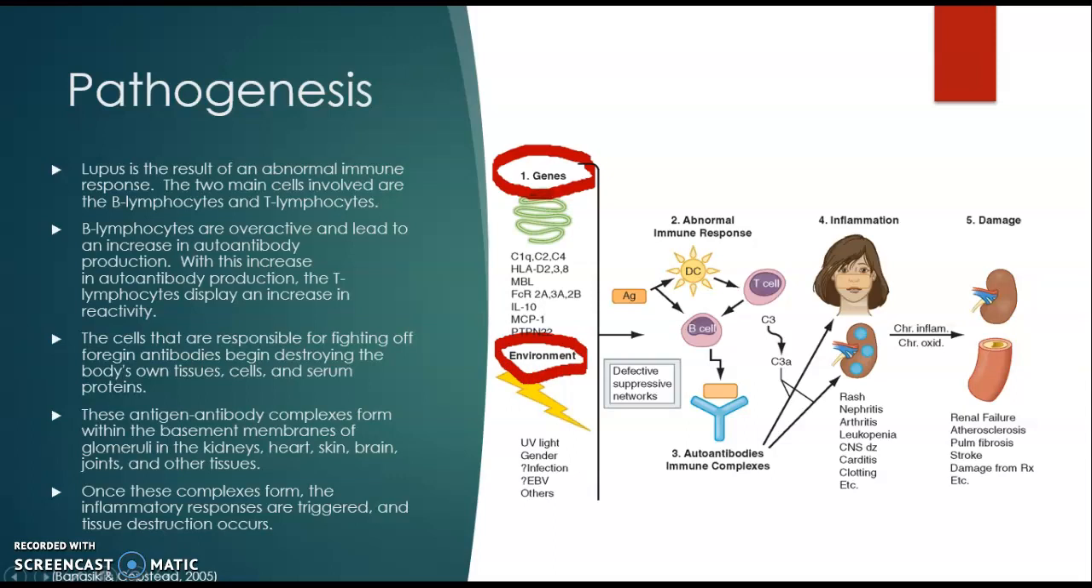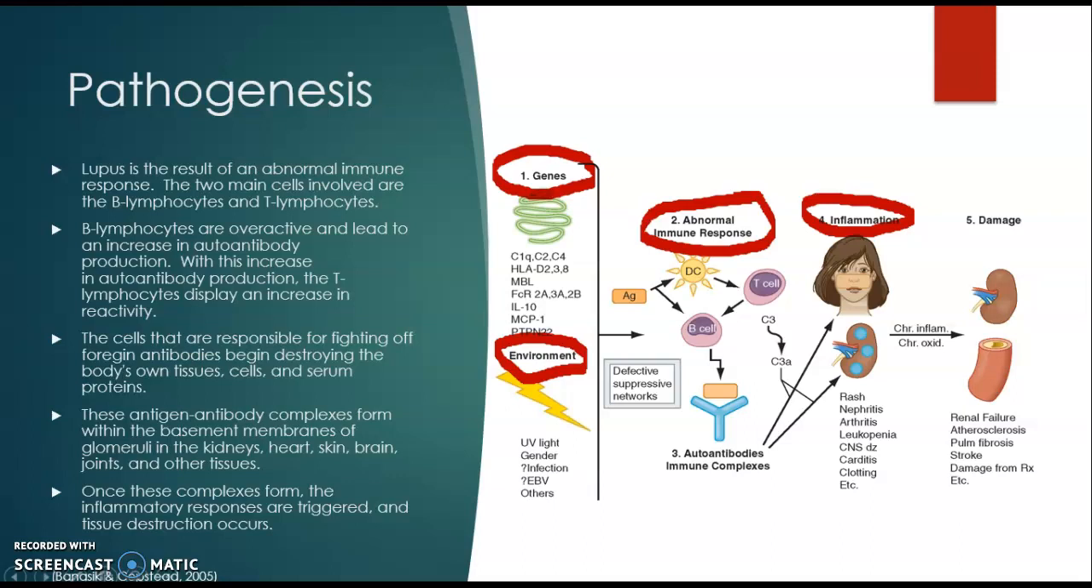When the B lymphocytes become overactive, they lead to an increase in autoantibody production, and then when this increases, the T lymphocytes also increase in reactivity. So that's that abnormal immune response that occurs. And whenever this happens, an inflammation occurs, and this could happen in any organ system in the body.